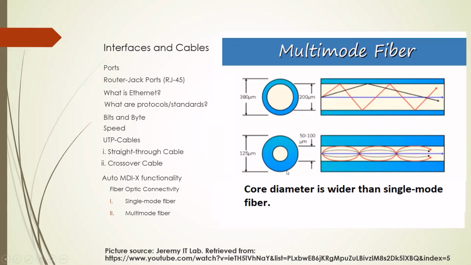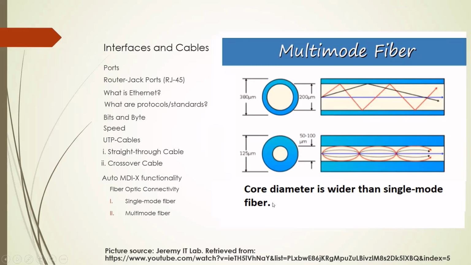Please take note. Both of them are multi-mode fibers. I will show you the single mode fiber very soon. You'll find that the core itself is very, very small because it allows one ray to pass through, whereas the multi-mode fiber allows multiple rays to pass through. So these are two types. The first type is 380, and the second type is 125 micrometers. It is based on the application you want to use it for that you go for this kind of setup. But what is most important is that the core diameter is wider than the single mode.